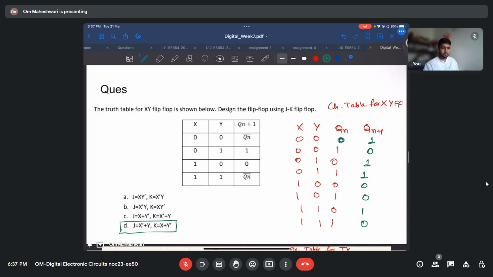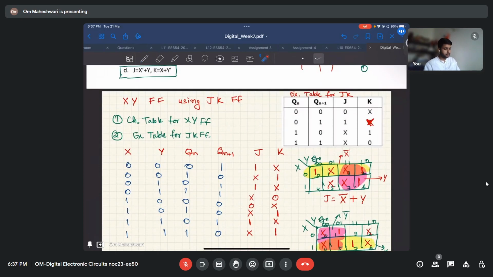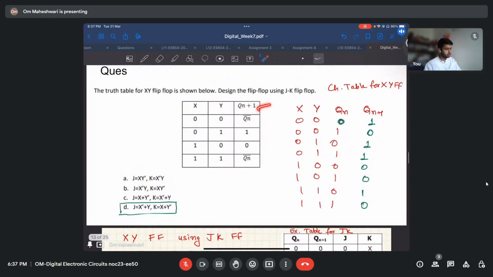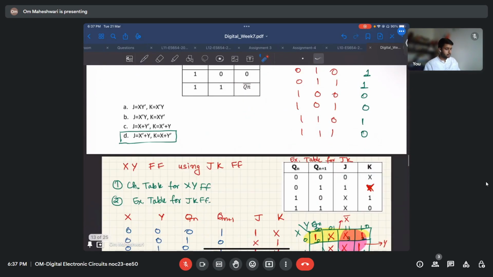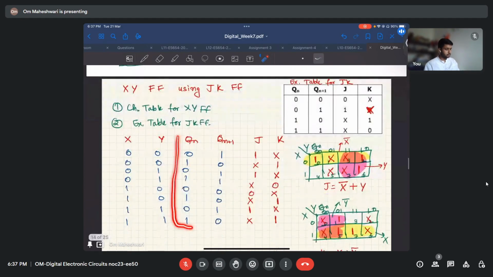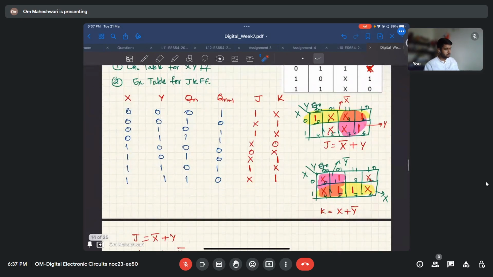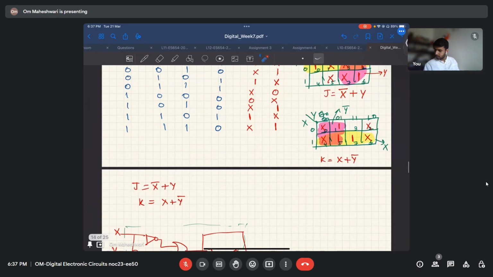Okay, so what we did here is we made the characteristic table for the XY flip-flop, how we made it is using this truth table. Then we wrote the excitation table for the JK flip-flop. Then we wrote J and K in terms of X, Y, and Qn through these K maps. Okay, that's it.